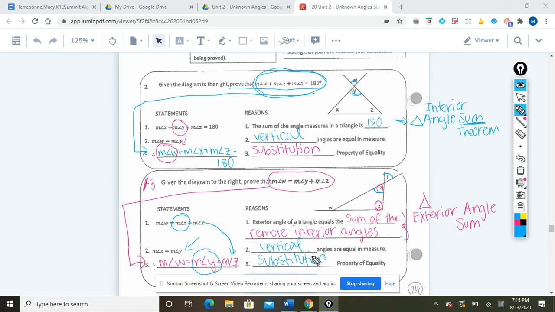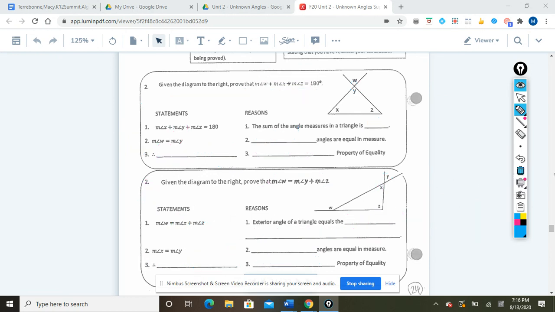And if you're wondering why these were substitution and that one at the top was transitive, it's because the one at the top, we took a whole equation and set it equal to another whole equation. These were just taking one angle and replacing it with another angle. All right, let's see what we got left here.